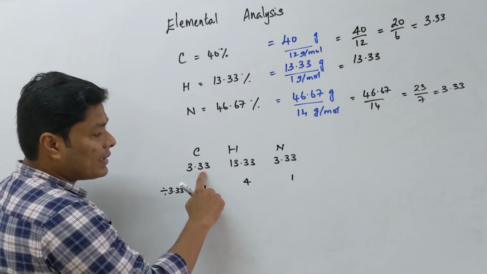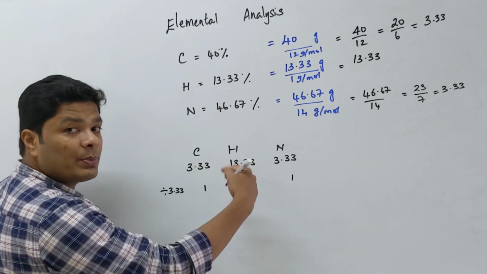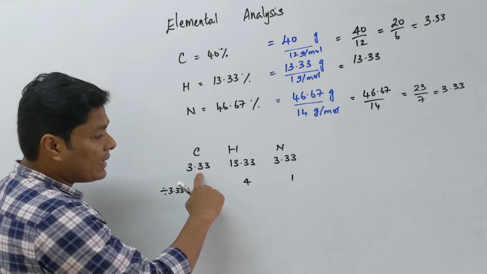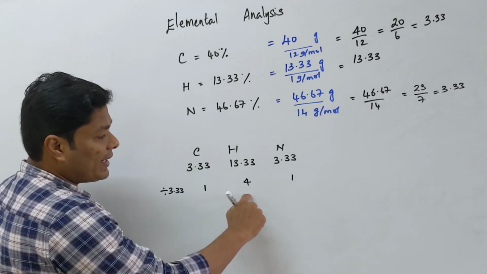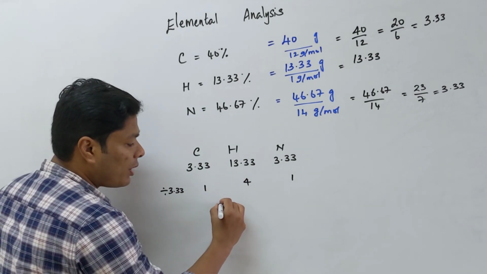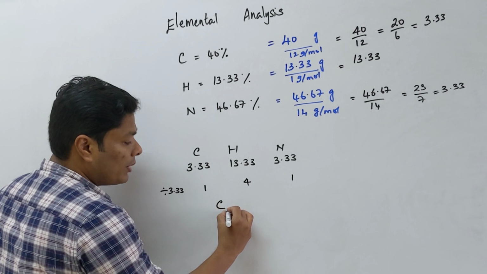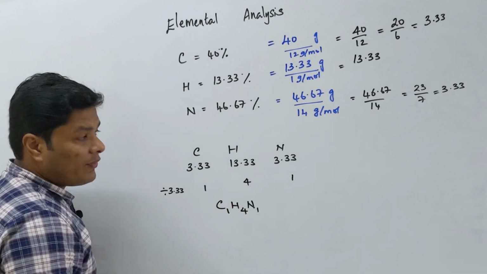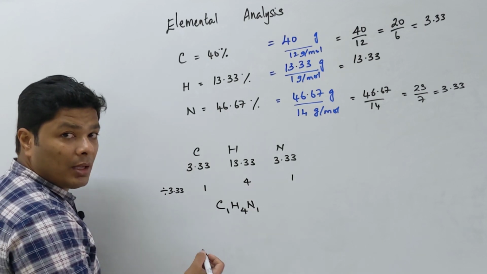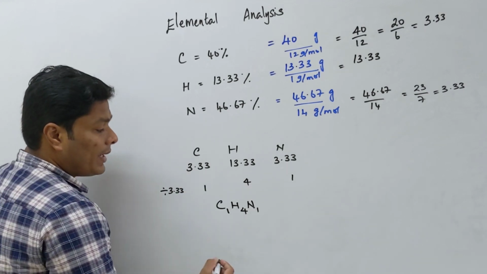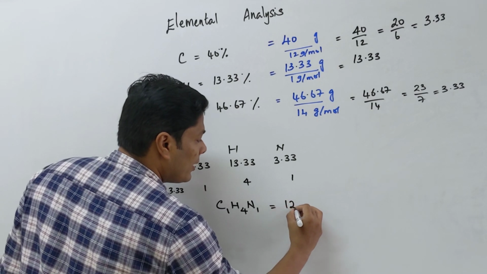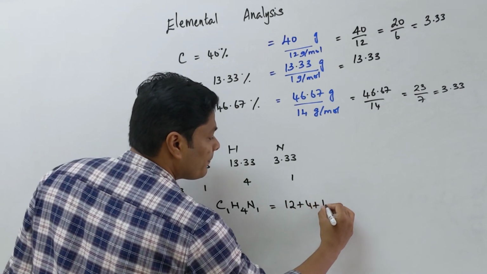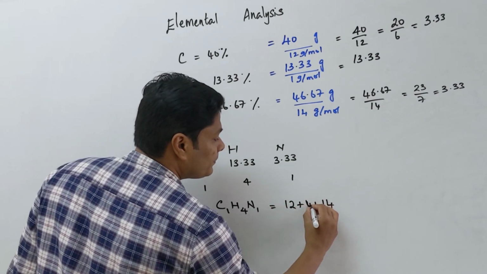So what we do is, those numbers are the ratio. To simplify this ratio, we can divide the ratio by the smallest number. When we divide, I get this ratio. So the empirical formula of this compound is carbon 1, hydrogen 4, nitrogen 1. Now if they ask you the empirical molar mass or empirical mass, empirical mass is nothing but 12 plus 4 plus 14.